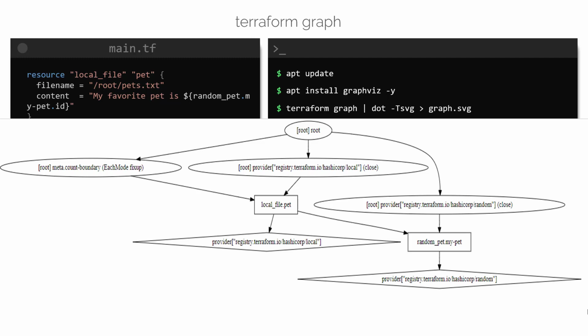The root is the configuration directory where the configuration for this graph is located. We can see that there are two resources, the local file called pet and the random pet resource called mypet that makes use of the local and the random provider respectively. And finally, we can see that the local file called pet depends on the random pet resource called mypet, as we have used a reference expression in the local file resource that points to the ID of the random pet.